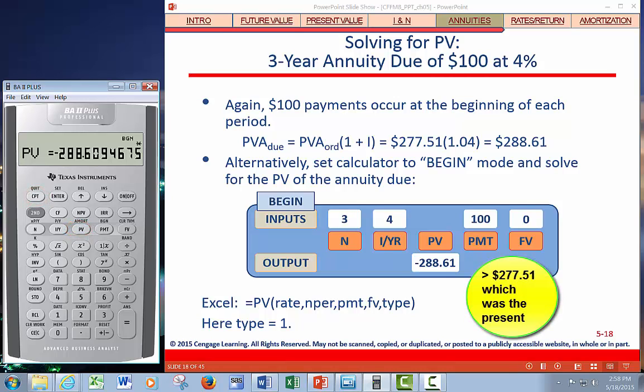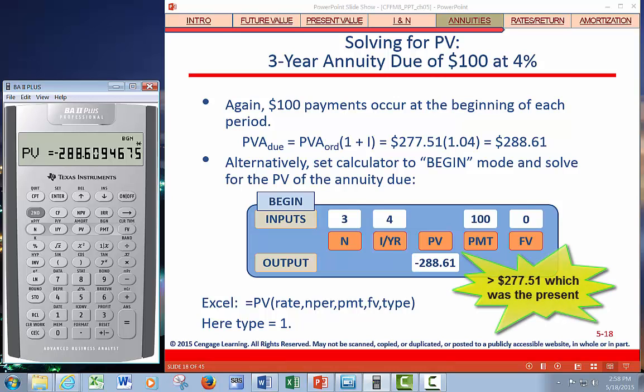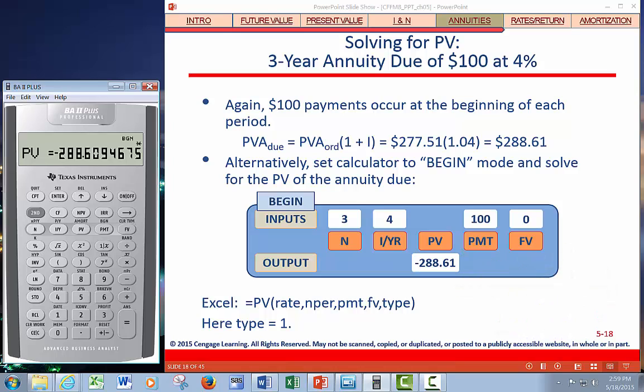$288.61 appears. For this 3-year annuity due, it will cost $288.61 to receive 3 annual payments of $100 at the beginning of each year that earn 4% interest. Also notice that compared to the present value of $277.51 for the ordinary annuity on slide 5-16, it will cost more money with an annuity due. This is because the payments occur at the beginning of each year and they start earning interest on interest faster.